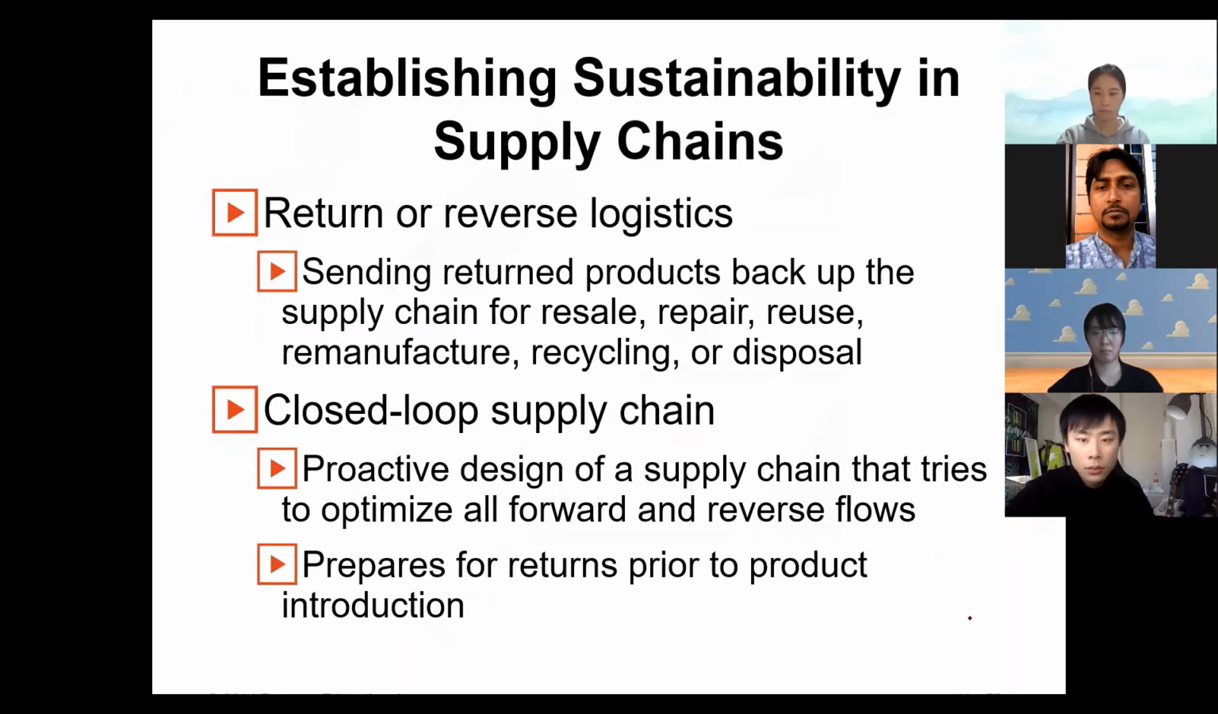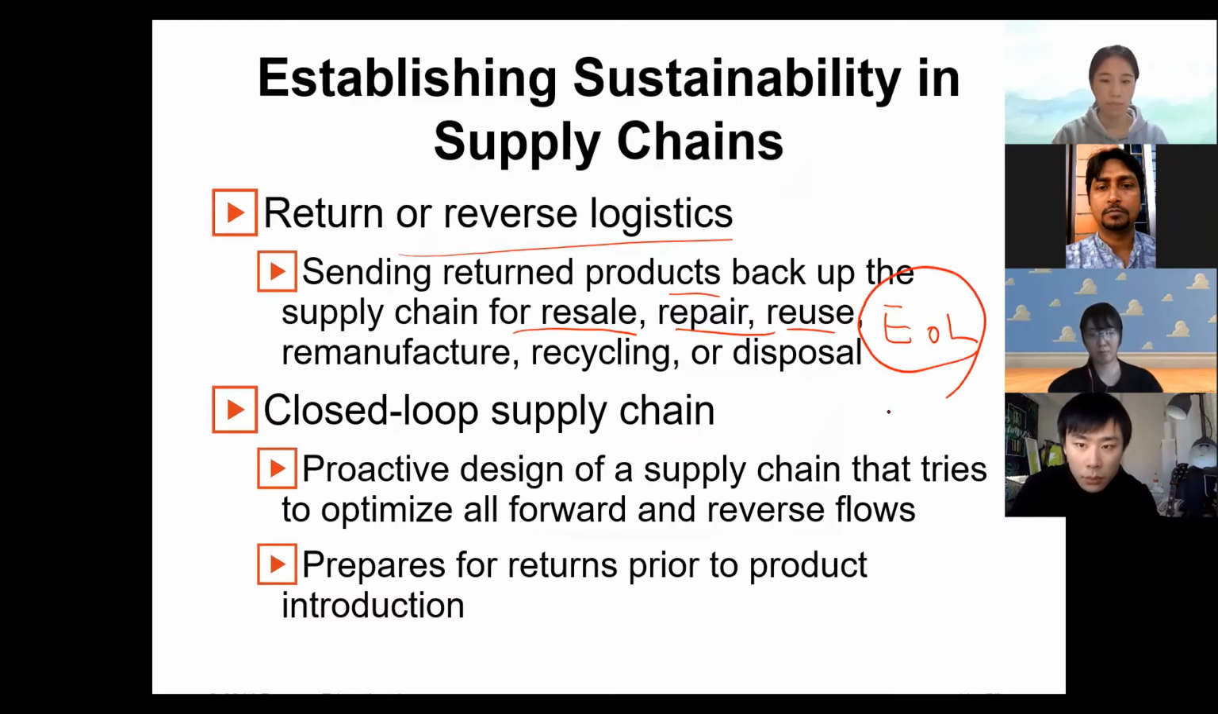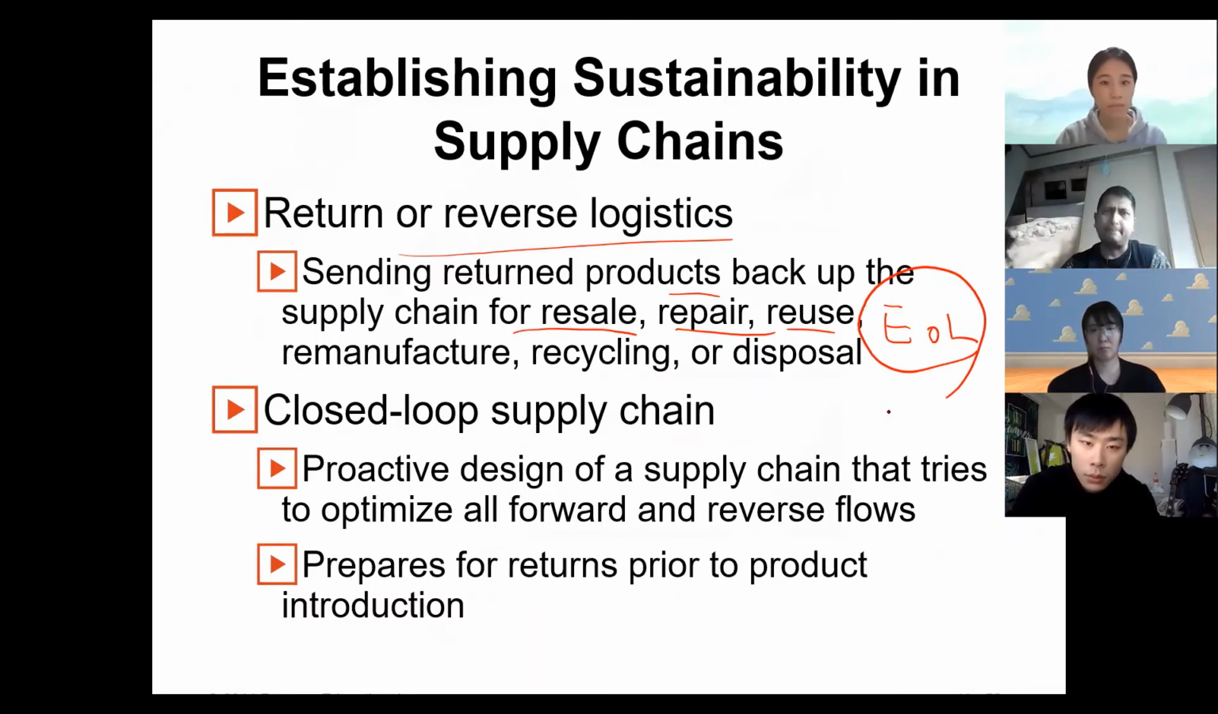So, sustainability in supply chain: return or reverse logistics. Sending back products for resale, repair, reuse. In the UK, there is an end of life law. Have you heard of it? For automotive, that means you have to return the vehicle to the manufacturer. For computer products, the manufacturer must buy back. But of course, in developing countries, we don't have this end of life law yet for certain products.